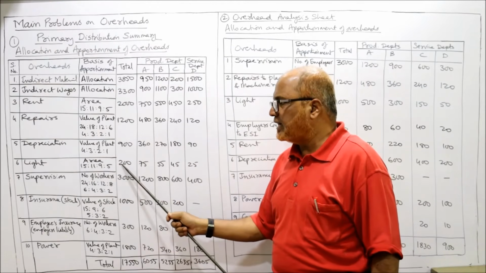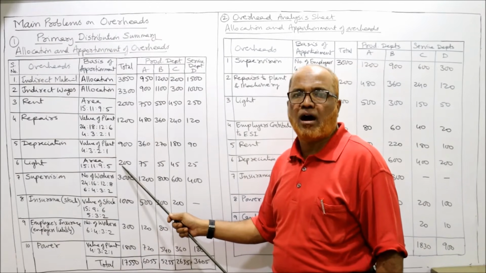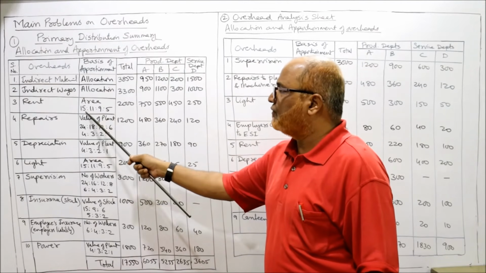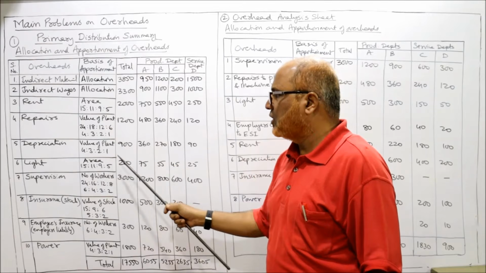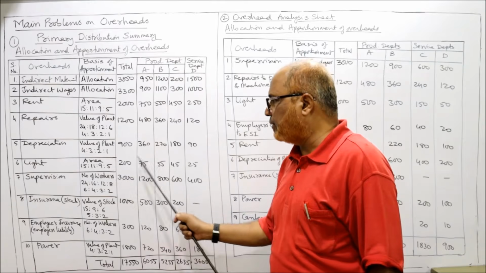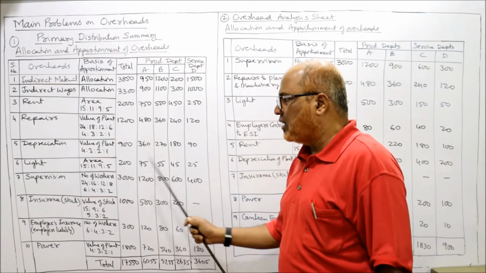Light charges. Light charges 200 rupees on the basis of area. There is a relationship between lighting and area. So area already we know: 15, 11, 9, 5, 40. So 200 into 15 by 40, 200 into 11 by 40, 200 into 9 by 40, 200 into 5 by 40.